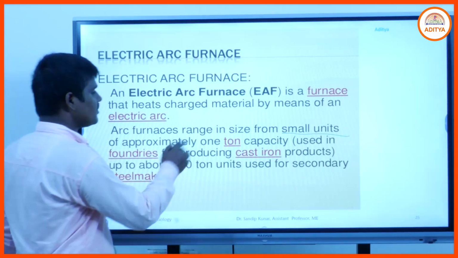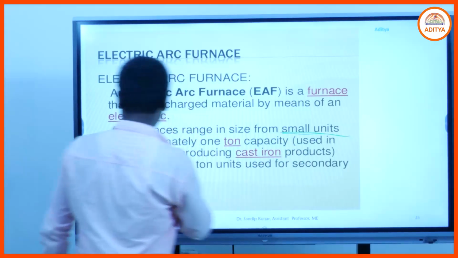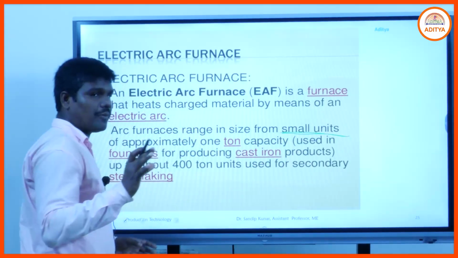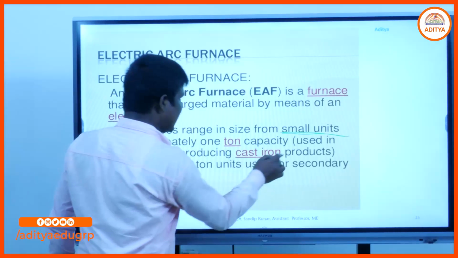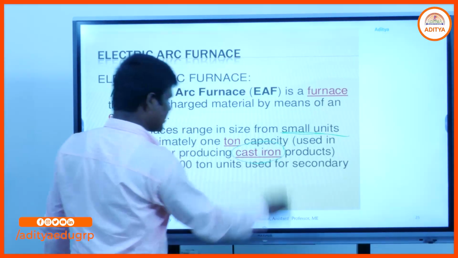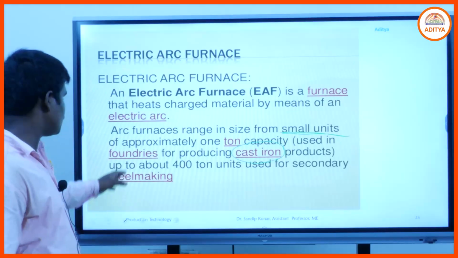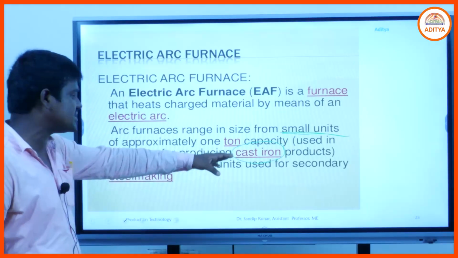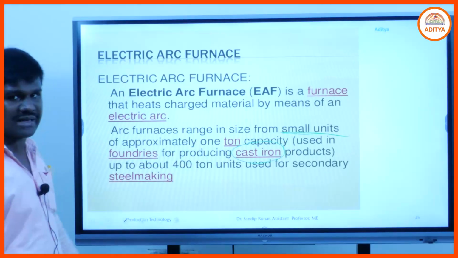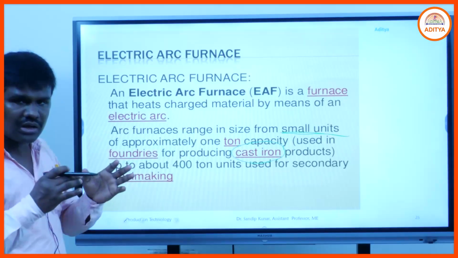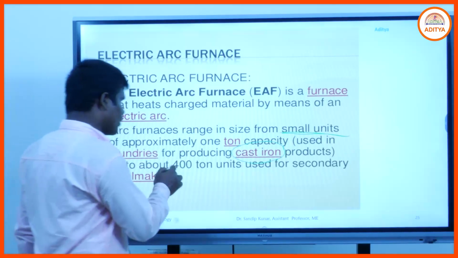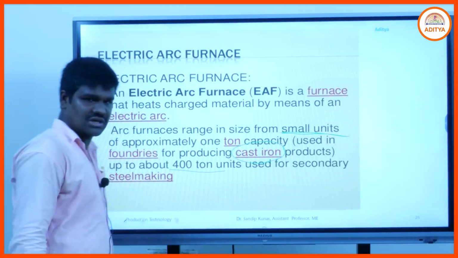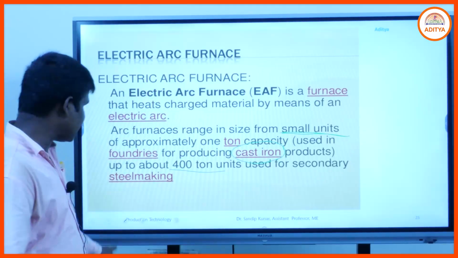to huge, large furnaces that produce molten cast iron. About 400 ton units are used for secondary steel making. Generally, for secondary steel making, we also use 400 ton units of the electric arc furnace.